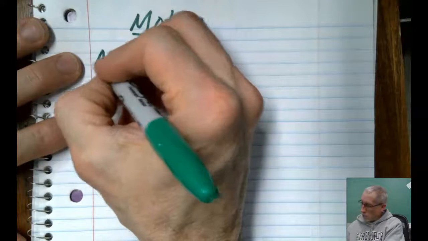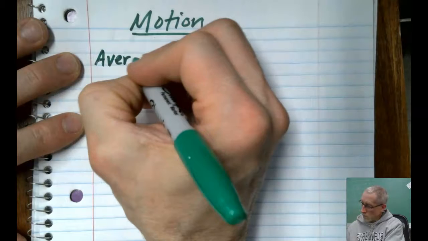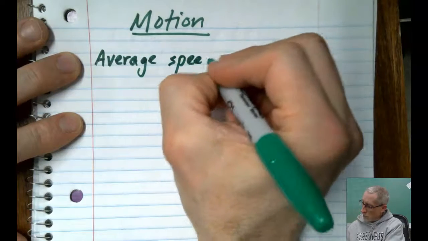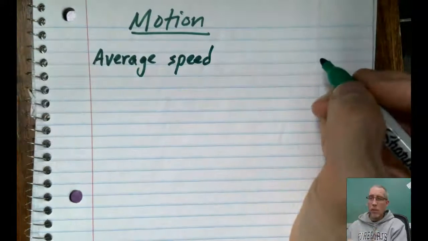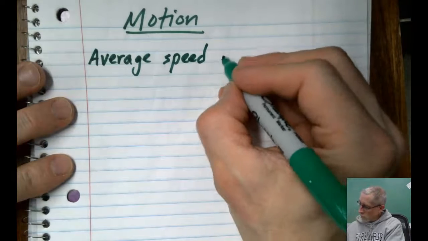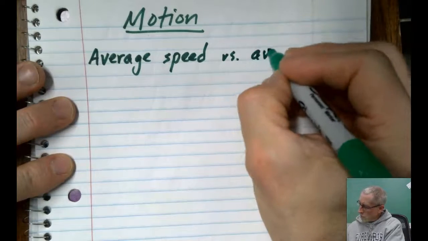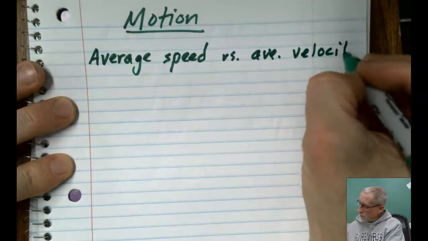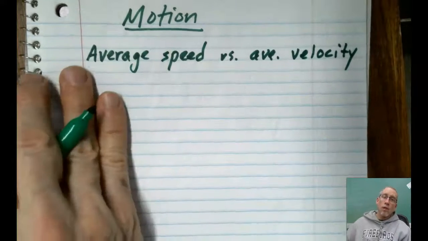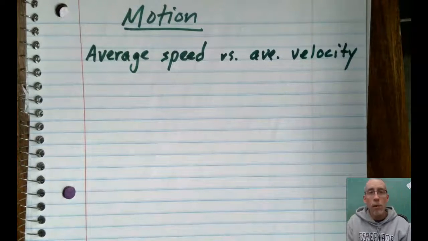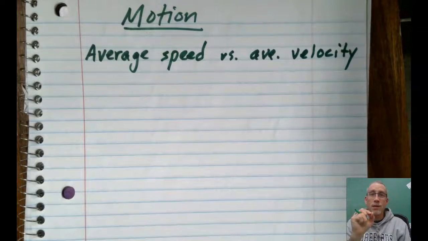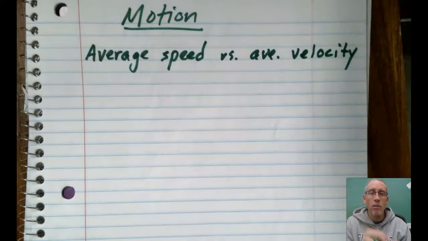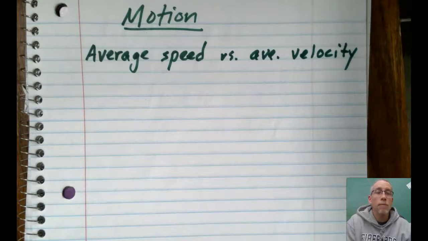We're going to distinguish between average speed. I think the word speed is probably pretty familiar to you, versus average velocity. Now, I'm sure velocity is a term that you've heard before, but I'll bet you don't know the sciencey difference between speed and velocity. A lot of times they're just used interchangeably, okay?